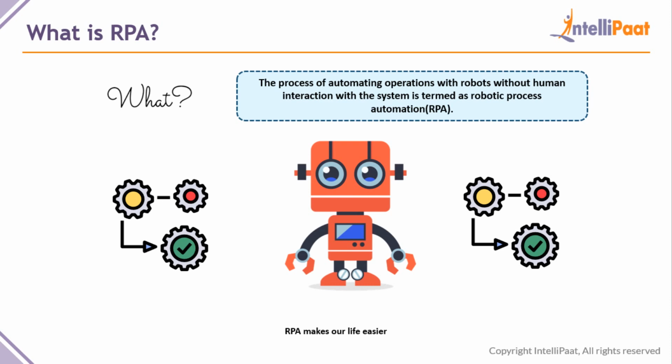RPA is basically made up of three different words, right? Robotic, process, and automation. Robotic basically means something that is done by robots. Process is a set of sequential actions that you follow in order to achieve a task. And automation is something where there is no human intervention. So when you put all of that together, you get a process which is done sequentially by robots where there is no human involvement. That is basically what RPA is.